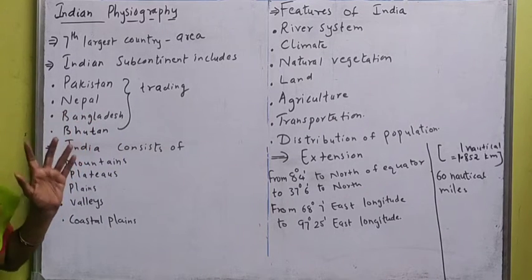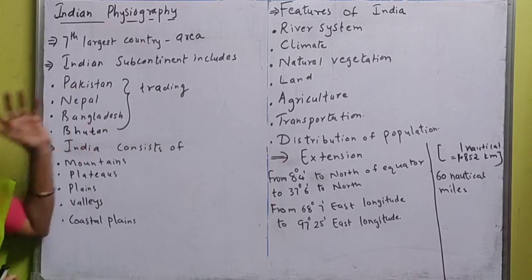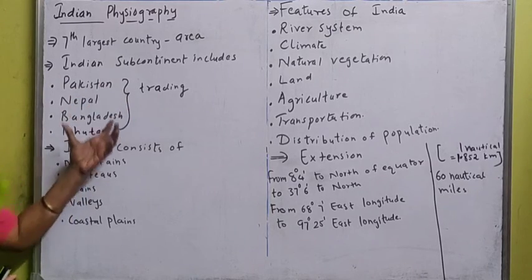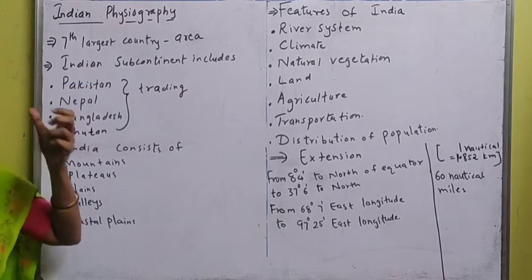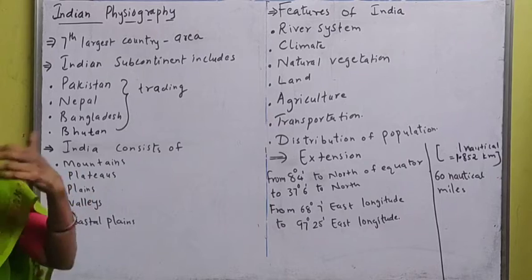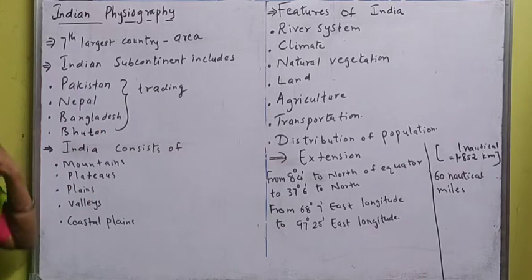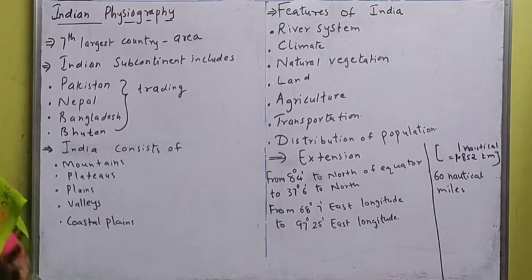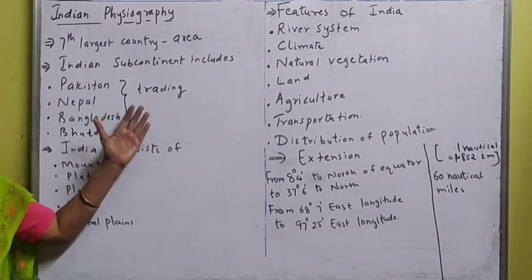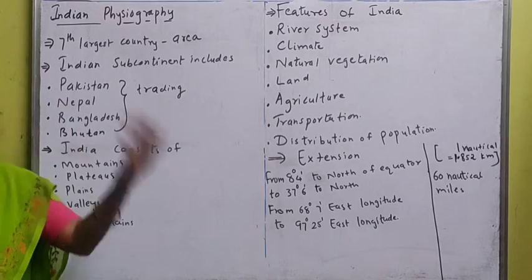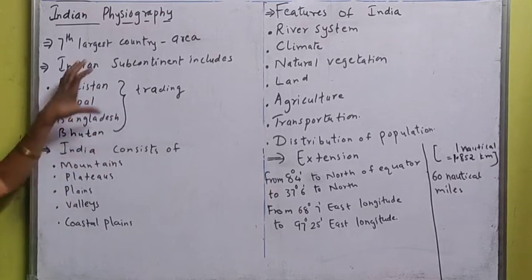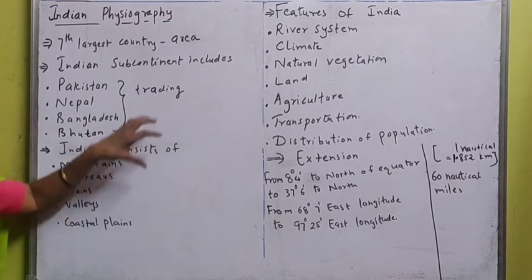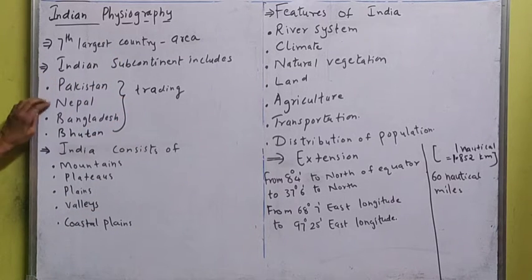And why are they very important, why are we taking this Indian subcontinent? Because these countries have an advantage, as they are near India, by trade and commerce. Their trading, commercial and whatever economic business is done is with India because they are nearer. So it is an advantage for Pakistan, Nepal, Bangladesh and Bhutan.